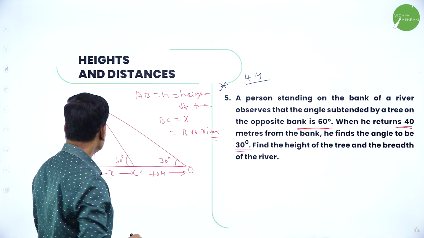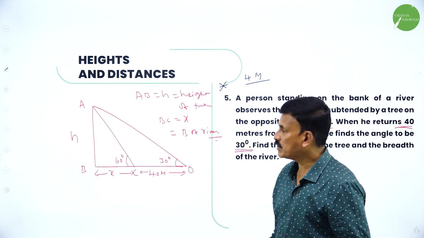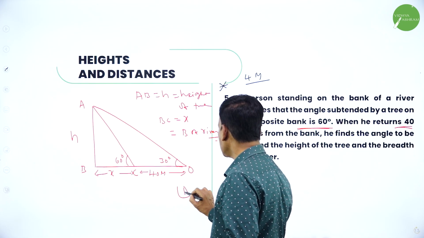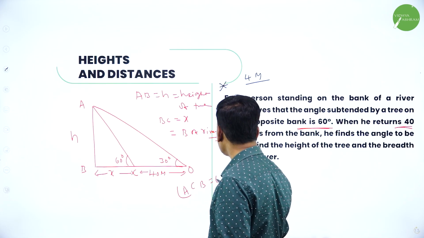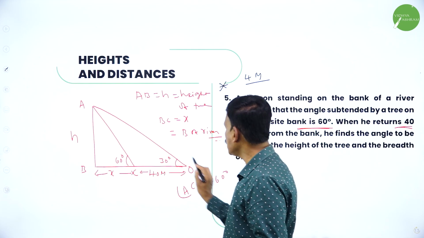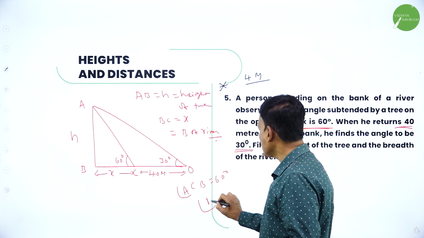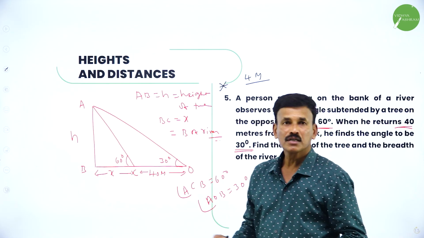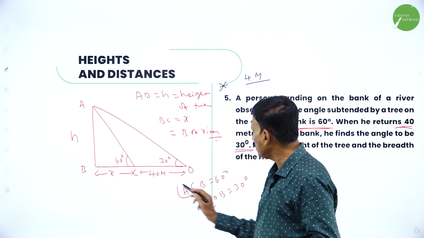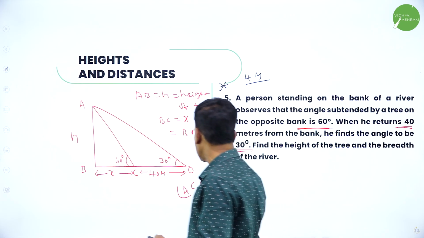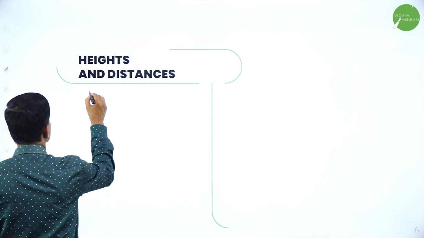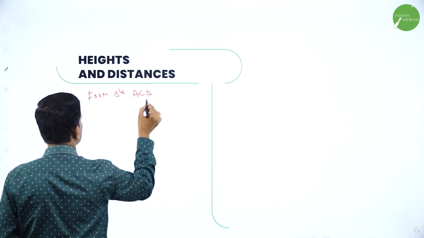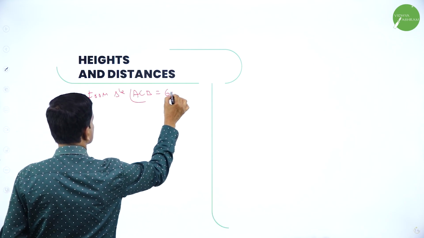Now, this is the diagram. So, what is given? Angle ACB is equal to 60 degrees. Angle AOB is equal to 30 degrees. Now, consider the triangle ACB first. From triangle ACB, angle ACB is equal to 60 degrees.